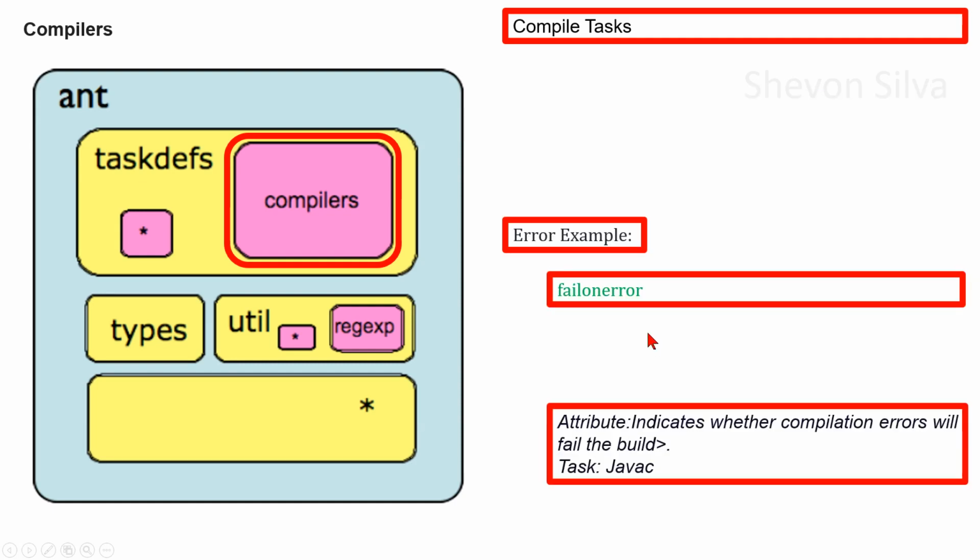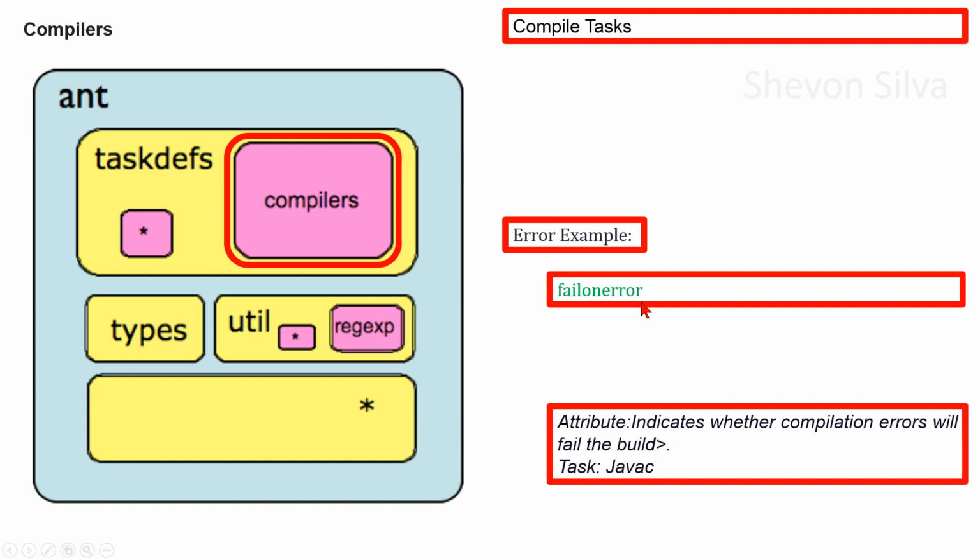As an error example, we can consider this error, failonerror. This is an attribute which indicates whether compilation errors will fail the build in the javac task.